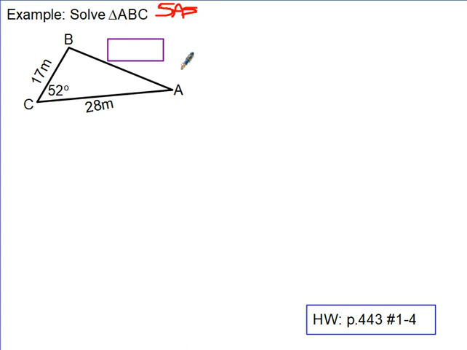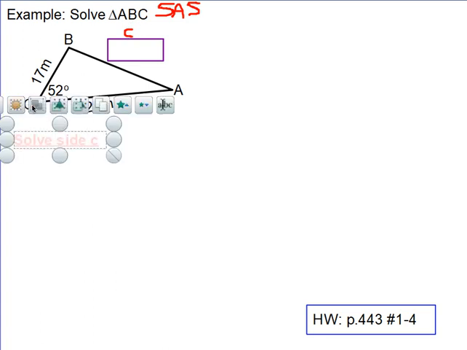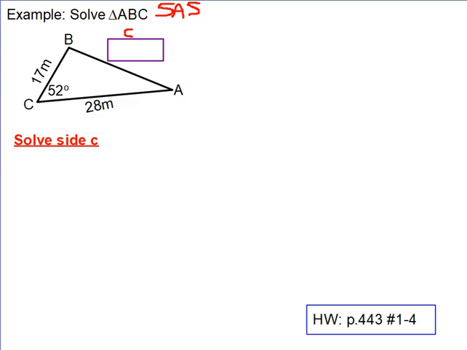SAS. And if I have an SAS triangle, that means that I'm going to be solving for the side length that is opposite to that angle. So we're going to be solving for side length C first. So let's get going with that. Solve for side C. For solving for side C, we're going to use the side length cosine law, solving for C. So maybe right now you can pause the video and try to write it out on your own.